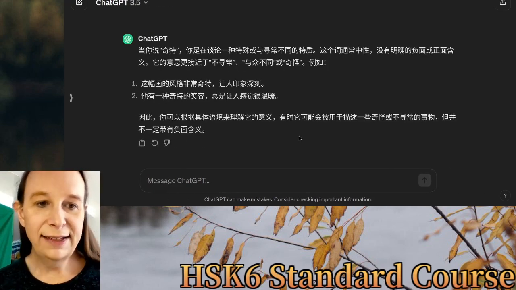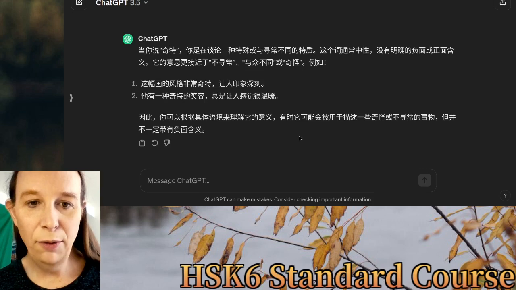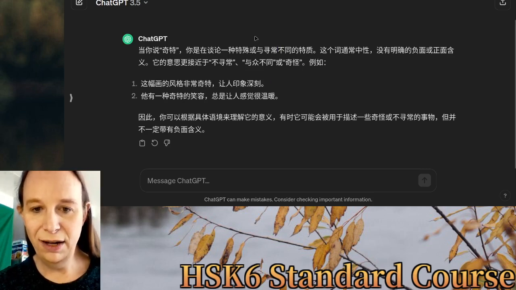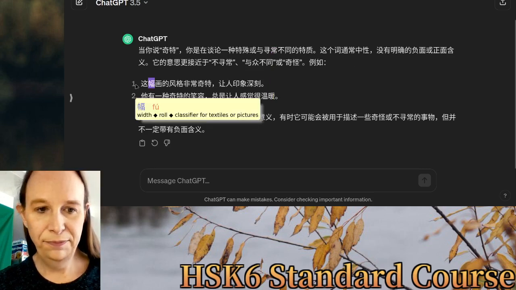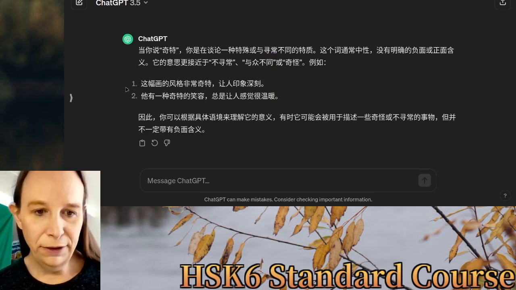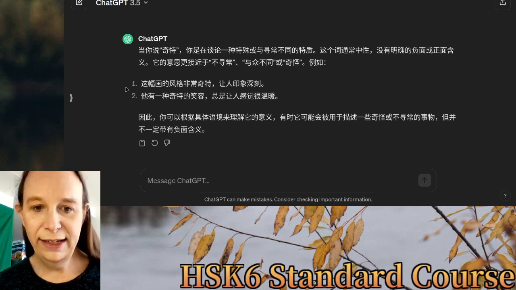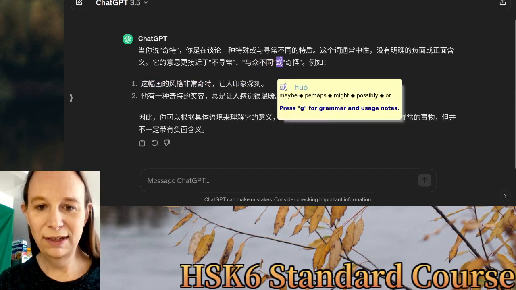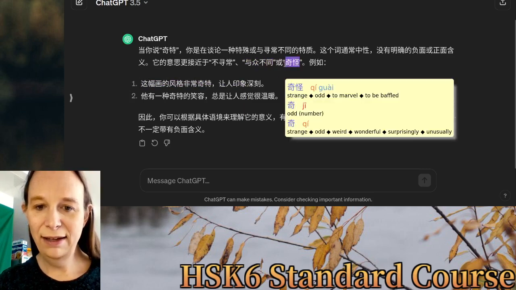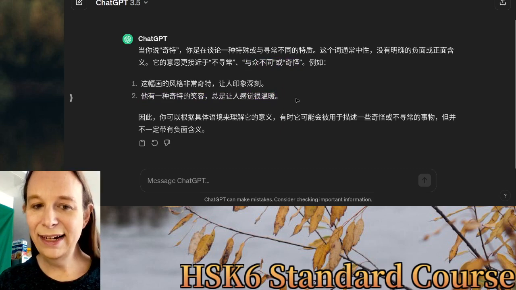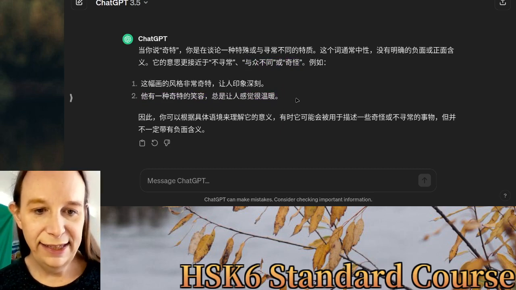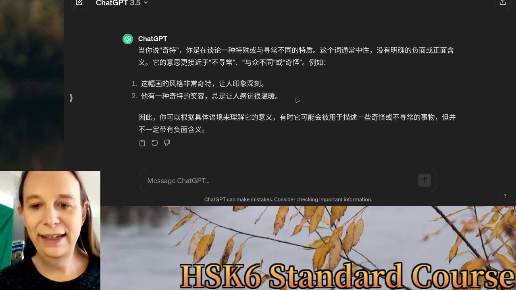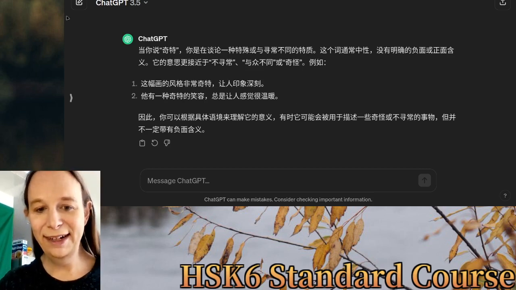中性. 当你说奇特, 你是在谈论一种特殊,或与寻常不同的特质. 这幅画的风格非常奇特, 让人印象深刻. I don't think this is negative. 与众不同, 奇怪. 奇怪 carries negativity, right? 它有一种奇特的笑容, 都是让人感觉很温暖. All right, so that's almost positive, right?